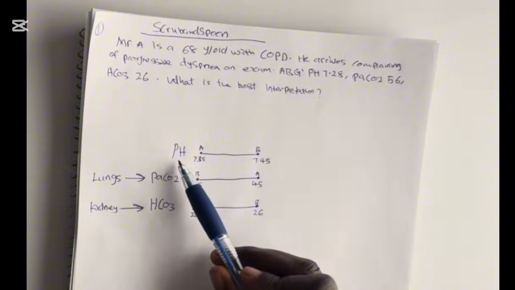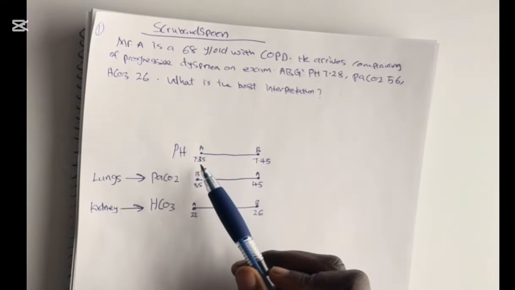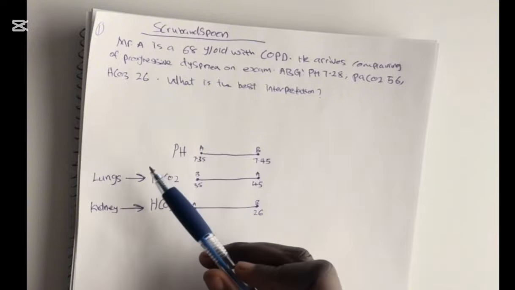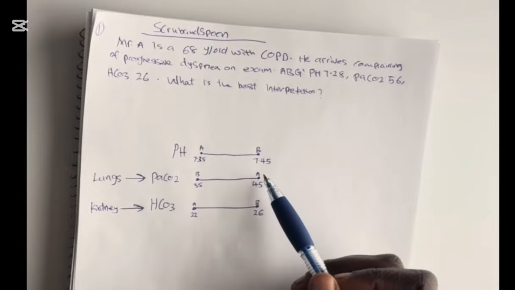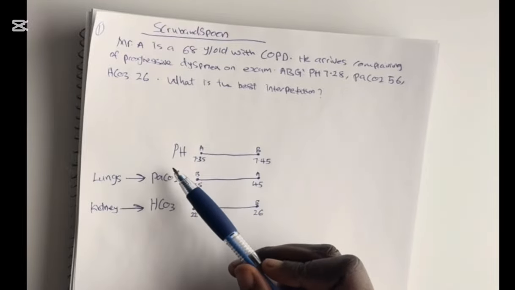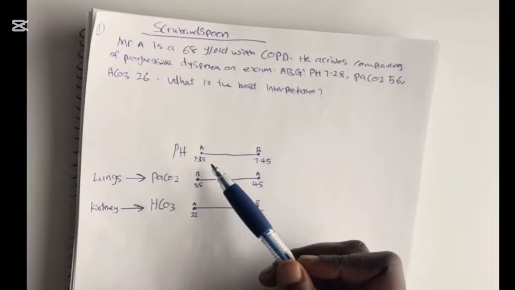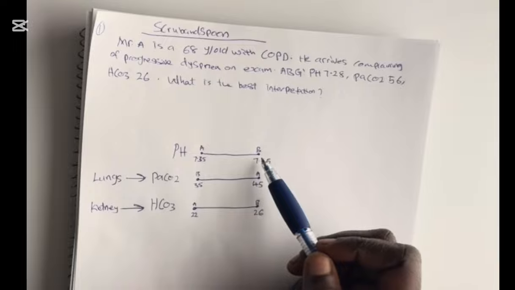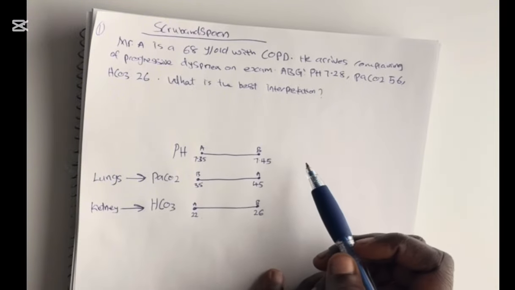Now we have pH. The pH range is 7.35 to 7.45. As you can see here, 7.35 is on the acid side, and 7.45 is on the base side. So when the number falls below 7.35, we are leaning towards acid, which means acidosis. And when the number falls above 7.45, that is basic.